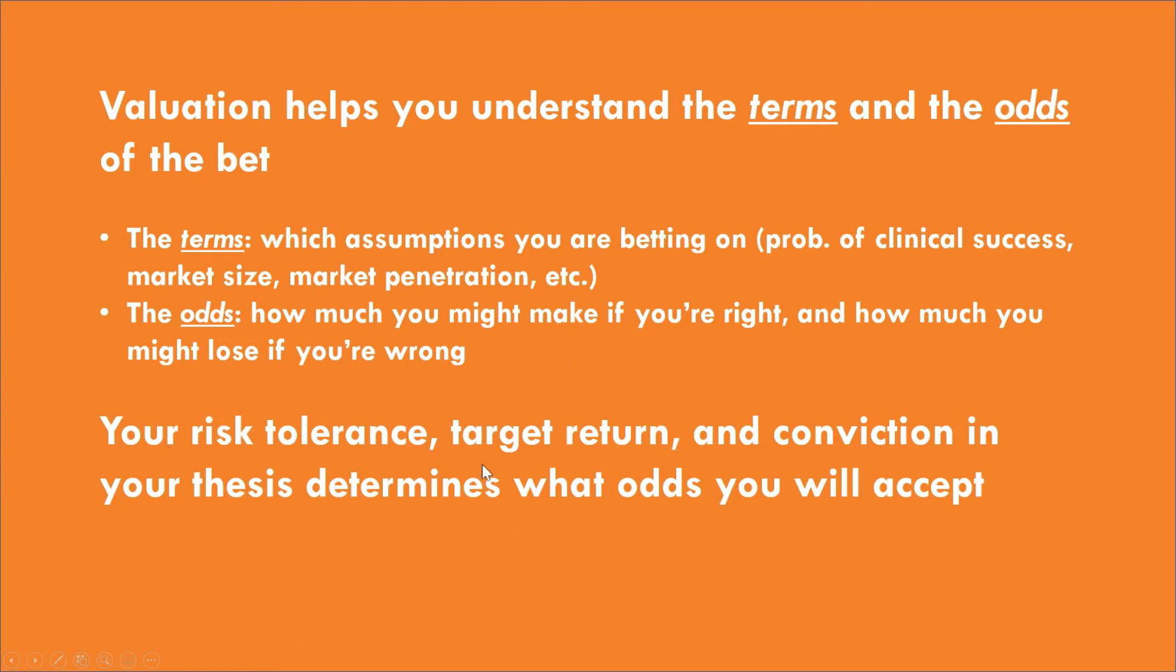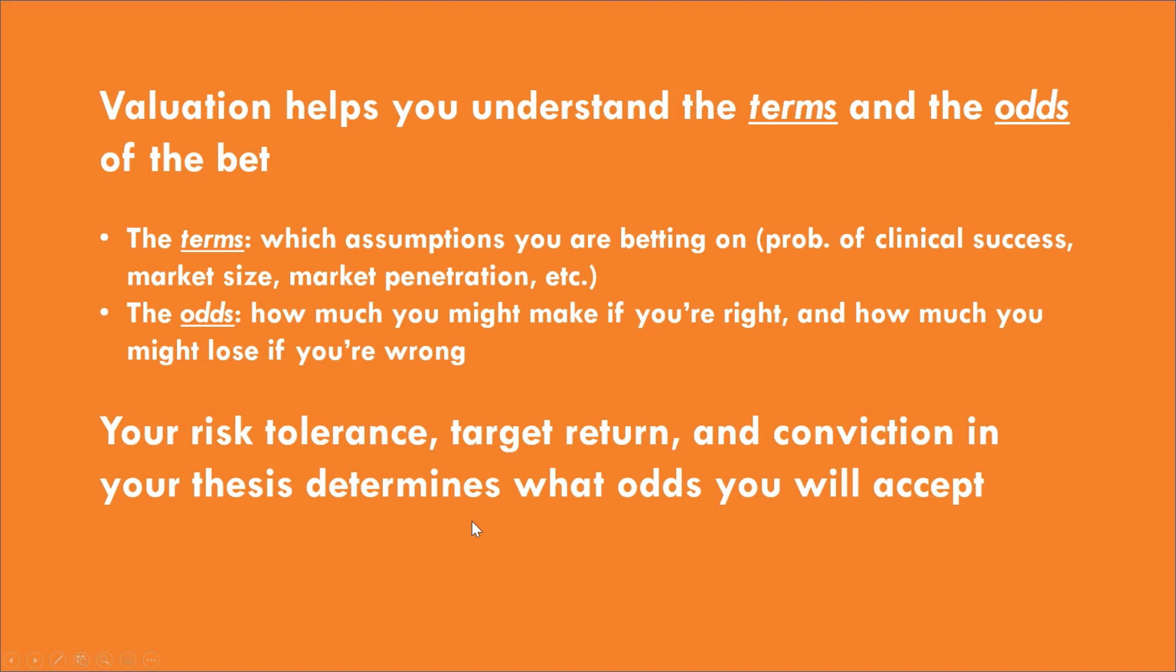Your risk tolerance, target return, and conviction in your thesis will determine what odds you accept. So if you have a certain financial goal that requires you to get at least a 10% return on each investment you make, then obviously you're going to need that level of return for each investment in order for it to make sense for you and your personal goals. Likewise, your conviction and your thesis is very, very important.